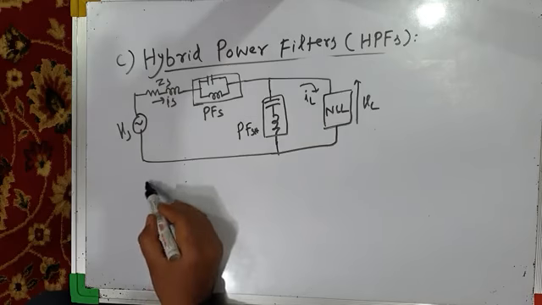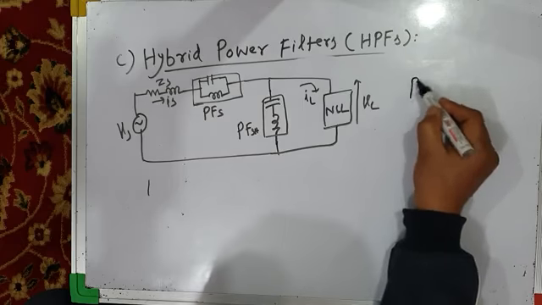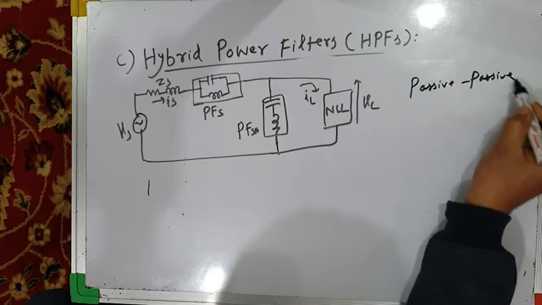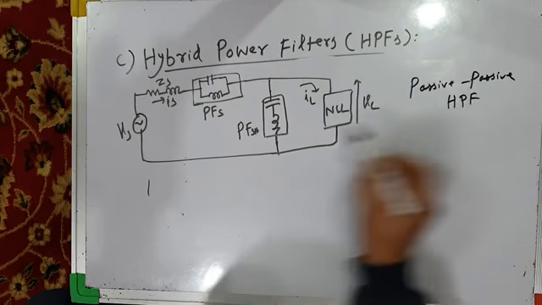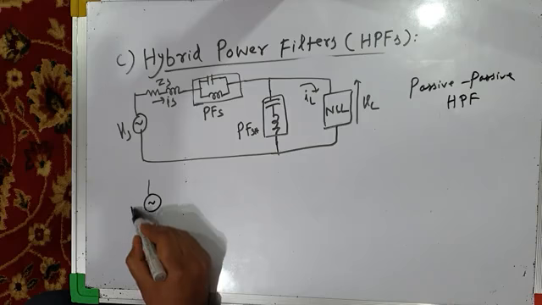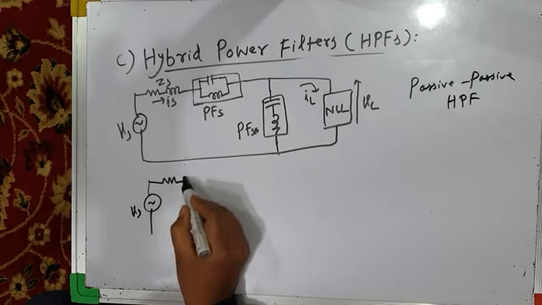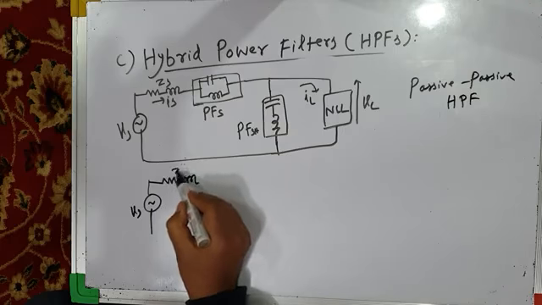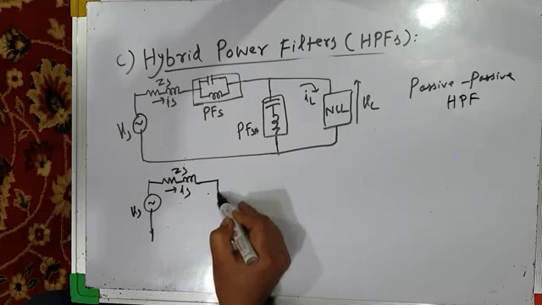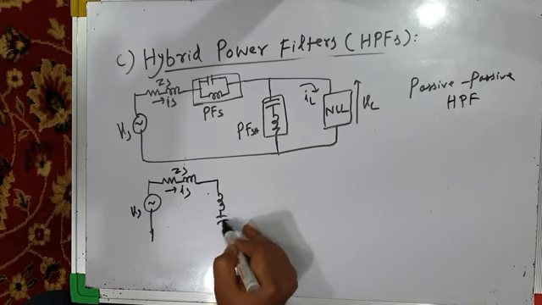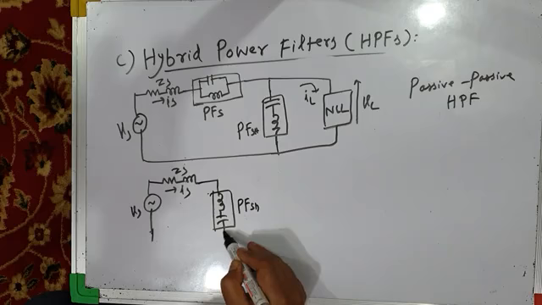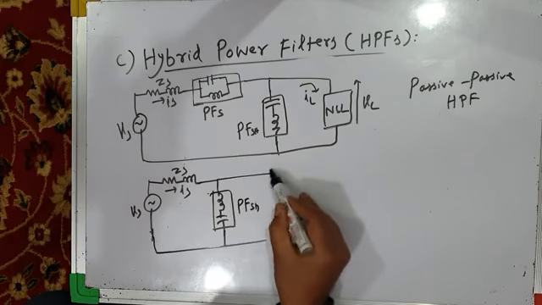And another combination is, so this is passive passive. This is passive hybrid power filter. I mean, your series filter is passive, shunt filter is also passive. Another combination is the same passive passive, but we can connect them the other way like this. We can first connect the shunt passive filter. This is shunt passive filter, SH shunt, and then we may connect the series passive filter.